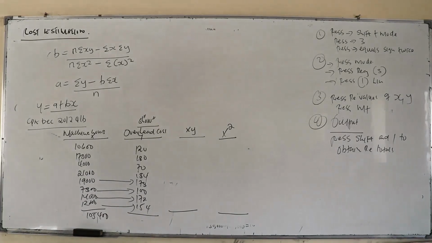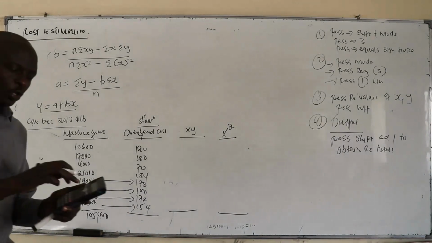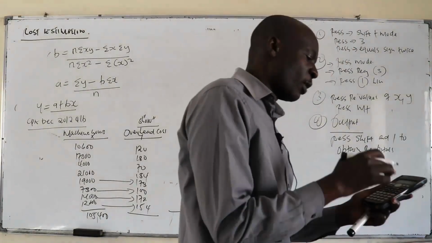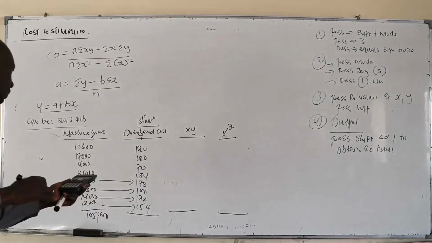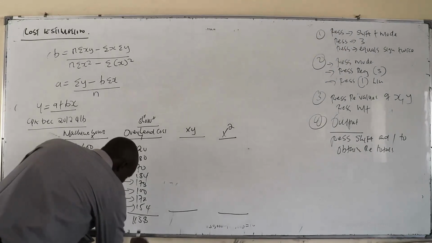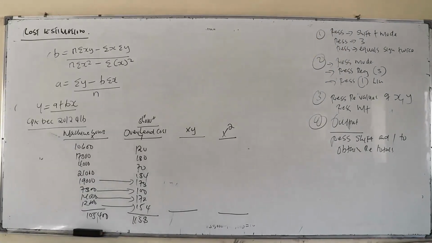You scroll until you get the summation of Y. Summation of Y is under 2. There is a scroller on your calculator; you scroll it either downwards or upwards. Y is 2, so you press 2 and the equal sign. You get 1158, so you write 1158. Are we together?